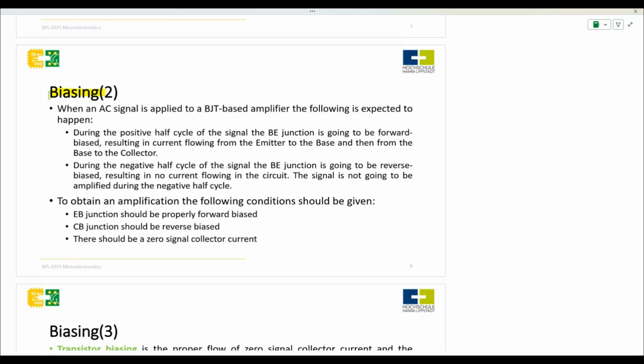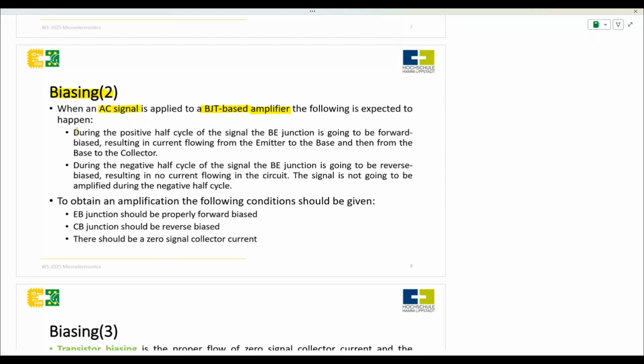So continuing with biasing, when an AC signal is applied to a BJT based amplifier, the following is expected to happen. So what is expected when an AC signal is applied to a BJT based amplifier?